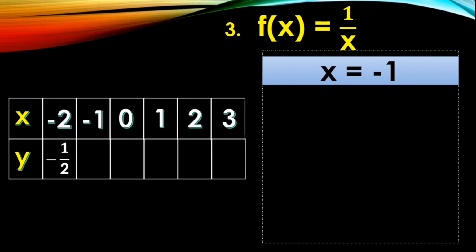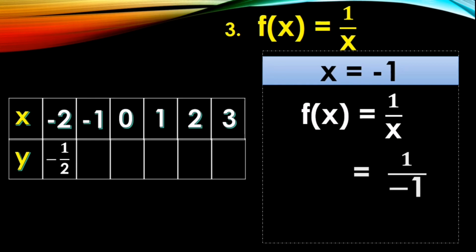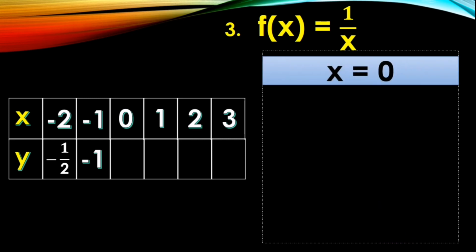When x is equal to negative 1, what is the value of y? So again, copy the function f of x is equal to 1 over x, and then substitute the value of x, which is equal to negative 1. So this will become 1 divided by negative 1. 1 divided by negative 1 is equal to negative 1. So if x is equal to negative 1, then y is equal to negative 1.